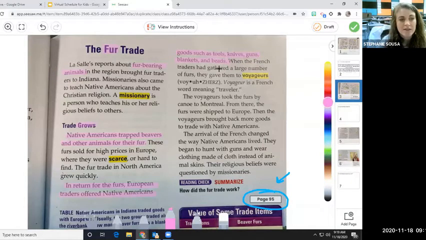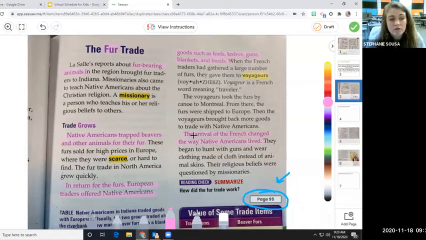When the French traders had gathered a large number of furs, they gave them to voyagers. Voyager is a French word meaning traveler. The voyagers took the furs by canoe to Montreal. From there, the furs were shipped to Europe. Then the voyagers brought back more goods to trade with Native Americans. The arrival of the French changed the way the Native Americans lived. That sounds really important. Let's go ahead and highlight that. If you're going to change the way someone lives, that's a really big deal.